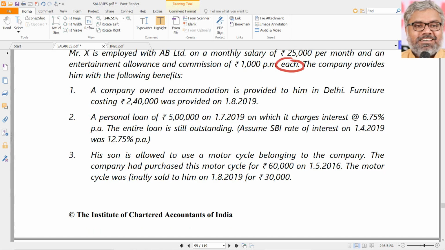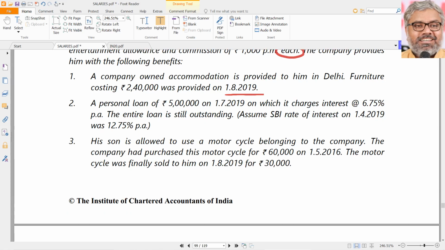The company provides him the following benefits. Company owned accommodation is provided to him in Delhi. Furniture costing 2,40,000 was also provided on 1/8/2019. So only for how many months do you have to add the value of furniture? It was 10% per annum. But now we should add only for August, September, October, November, December, January, February, March. Means only 8 months you have to add. So 2,40,000 into 10% into 8/12 only will be the value of furniture, that is 16,000. And you have to value the rent-free accommodation according to Rule 3. That has to be done separately.